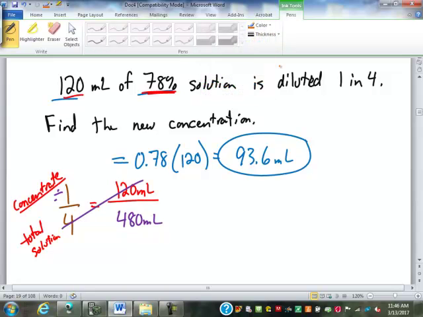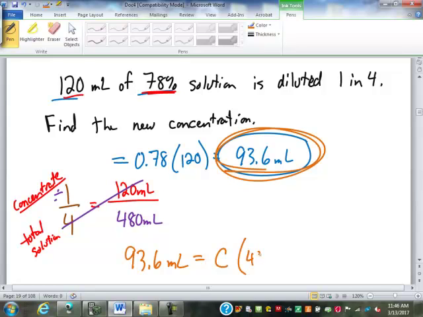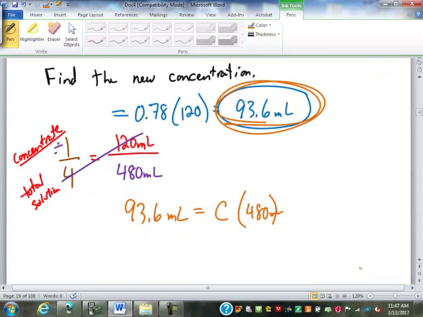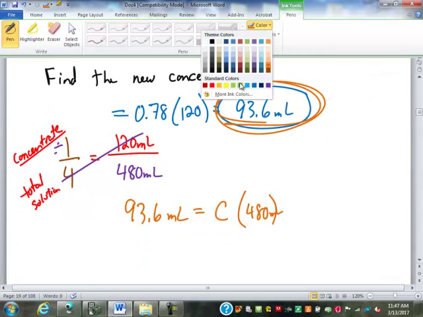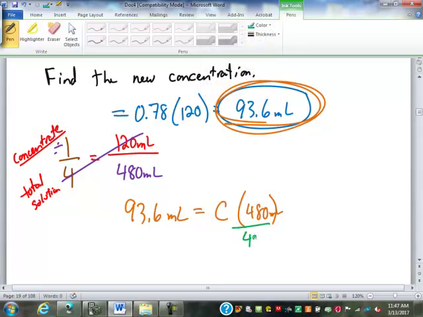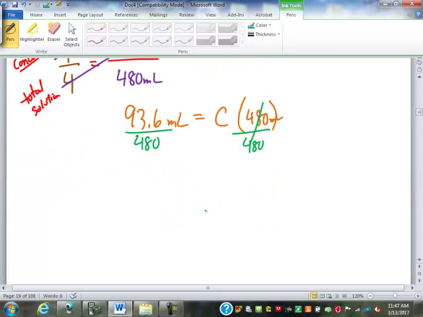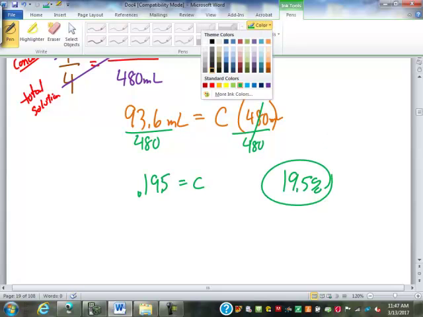So what we have here now is we still have 93.6 milliliters of that active ingredient from up here equals our new concentration times 480 milliliters, our new volume. So we just divide it out. So we divide by 480 and we get 0.195 equals our concentration. So 19.5% is that solution.